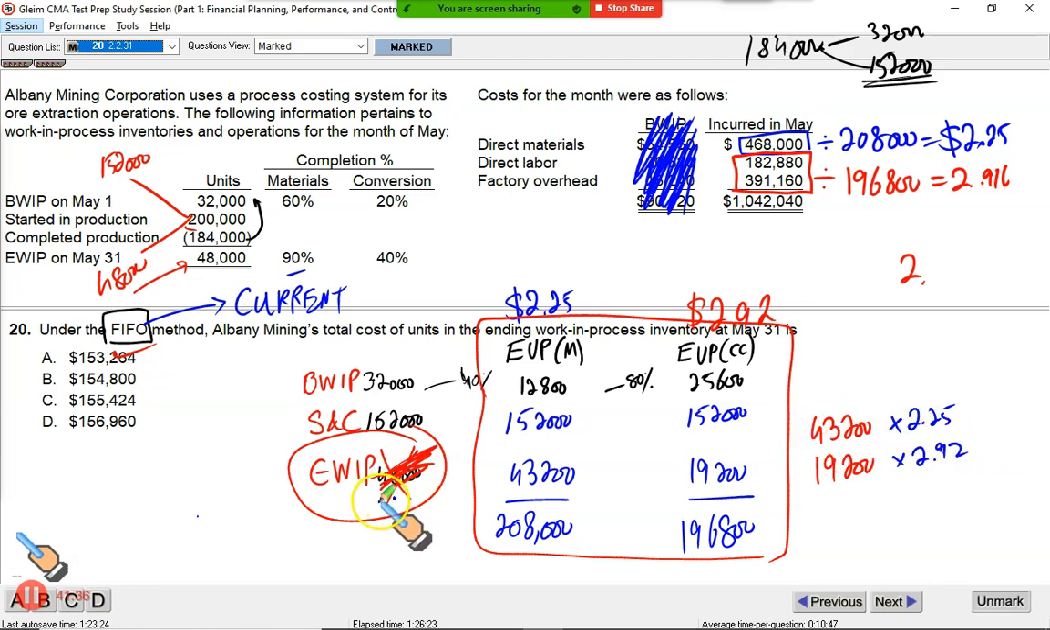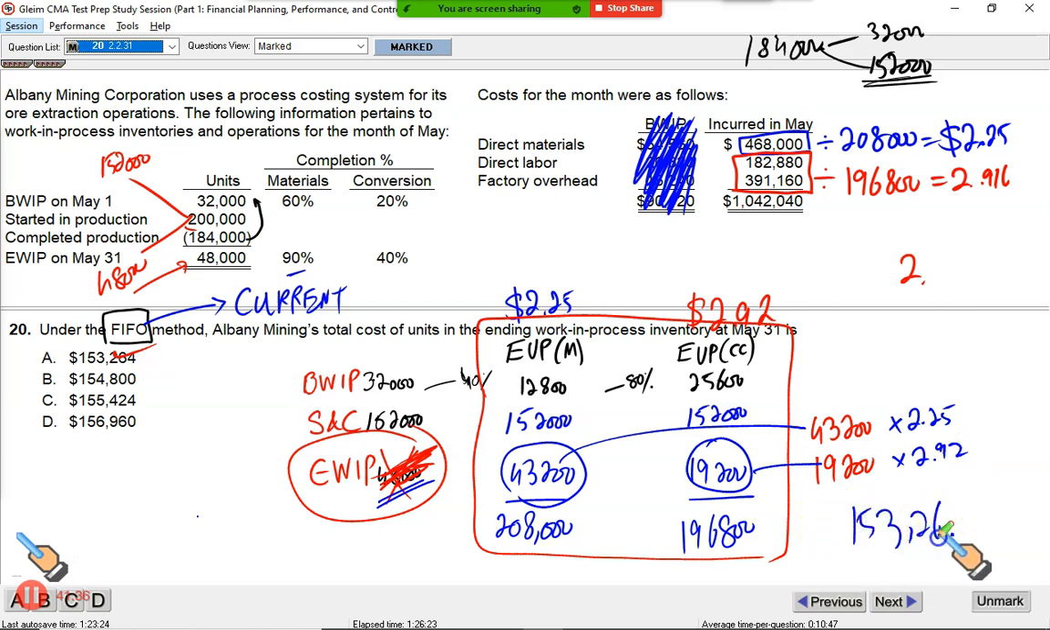So no, I don't have 48,000 units for valuation. They are physical. These are the units I'm taking for valuation, the EUPs. So 43,200 times 2.25 plus 19,200 times 2.92 gives me $153,264. This is the value of these actual 48,000 units. Actually, they are 48,000 units, but for valuation I am using these numbers. So this is the value of my ending work in process.